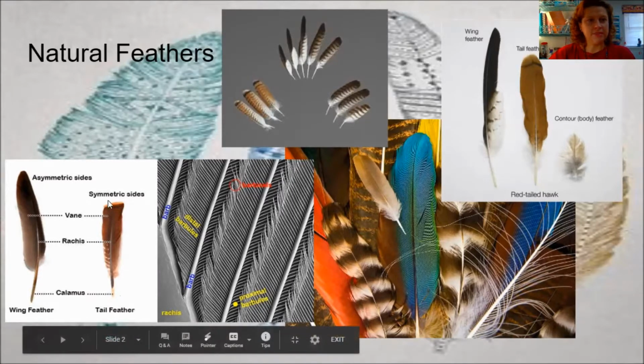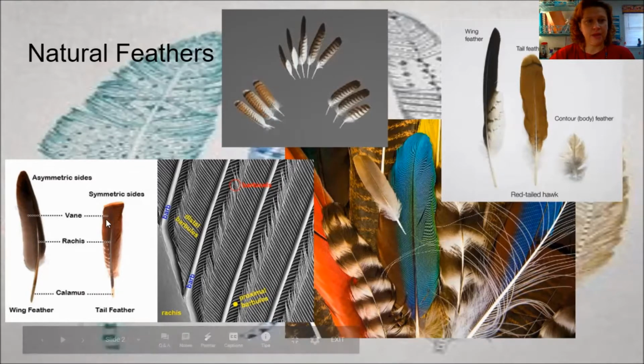Now you can see sometimes the feathers can be symmetrical, like this one, meaning it's the same on both sides. Or it can be asymmetrical. See how it's much wider, the veining is, than it is on this side, it's thinner. So that's asymmetrical. It's not exactly the same on both sides.